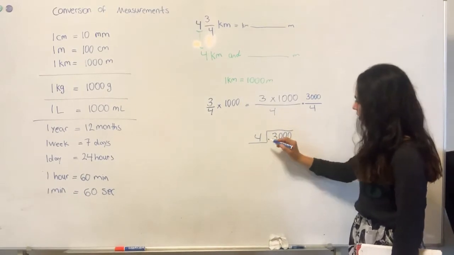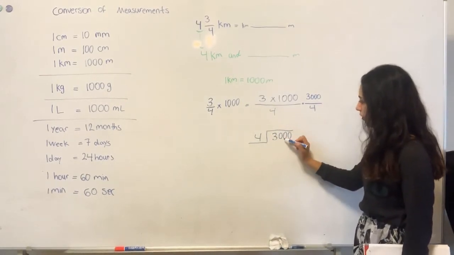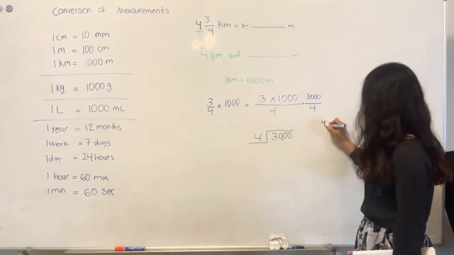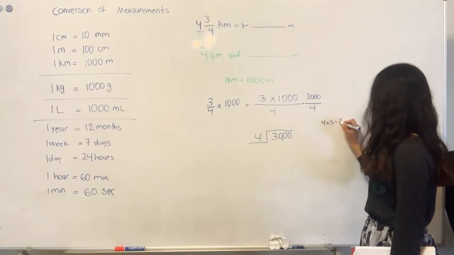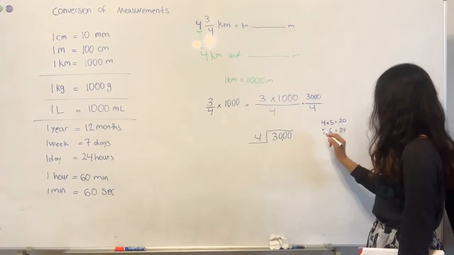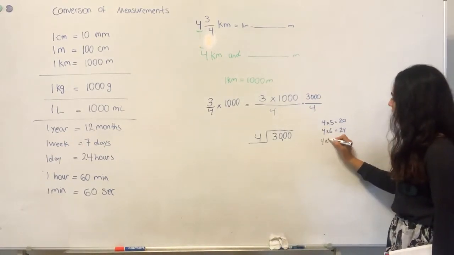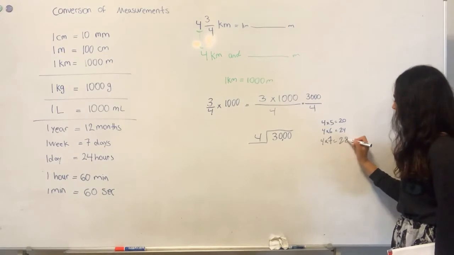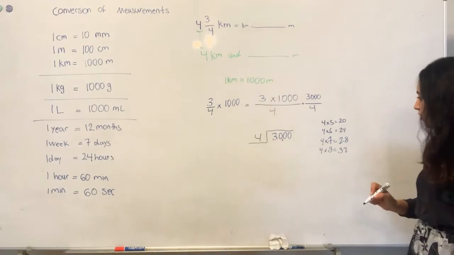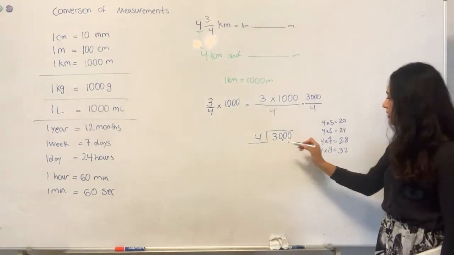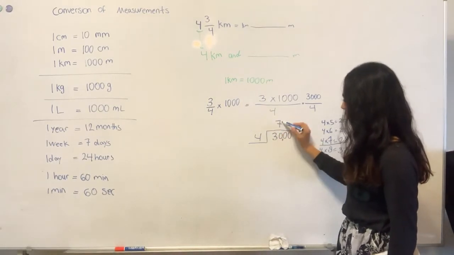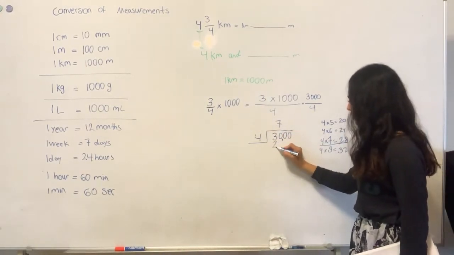So let's see, can I use 4? No. Then we have to use 2 digits. So let's say 4 times 5 will be 20. 4 times 6 will be 24. Still, 4 times 7, 28. 4 times 8, 32. So which is the number closest to this? 28. So we choose number 7. 4 times 7, 28.